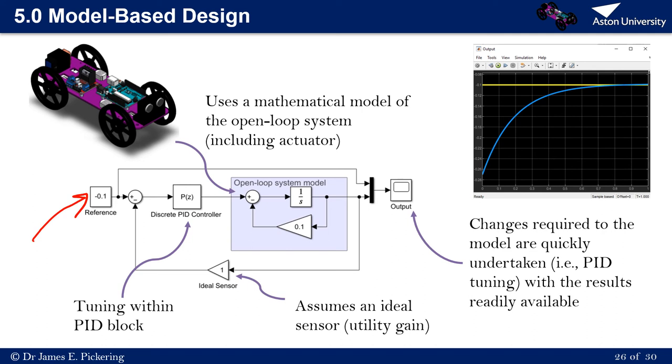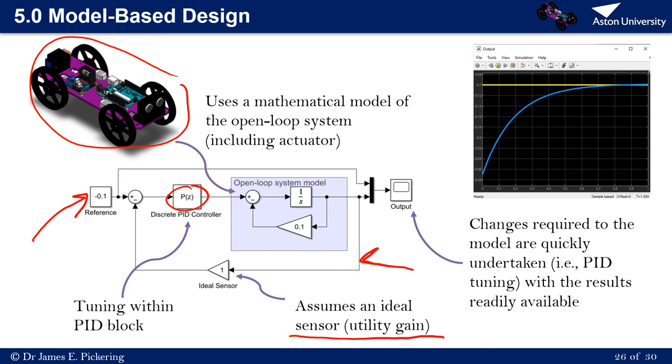So how we do this is we effectively capture a mathematical model of the open loop system, including the actuator. So it's like the lab scaled car you can see here. We've got feedback here. And what we assume in modeling normally is we assume an ideal sensor, i.e. unity gains. There's no dynamics, no lags, no noise initially, you can see here. What we can do then is we can tune the PID controller, or in this case, I've just got a proportional controller here, using this simulation package.